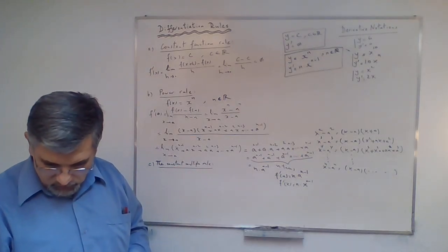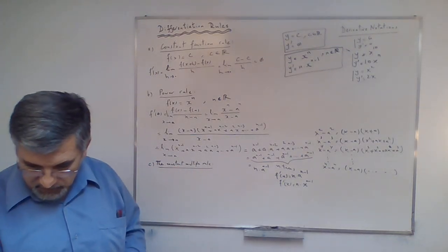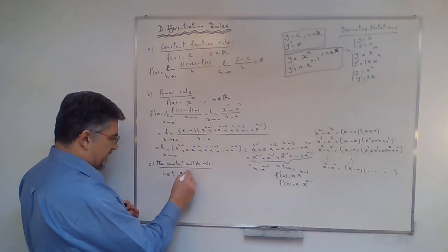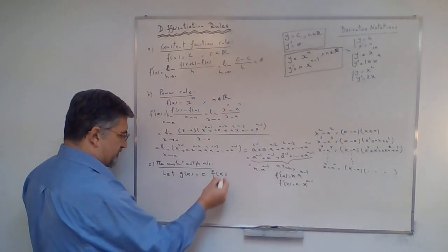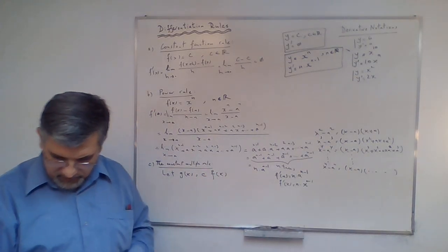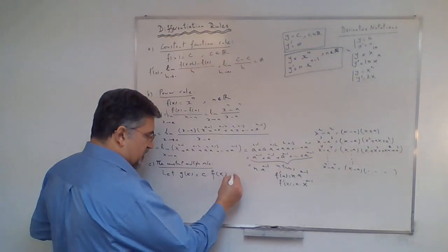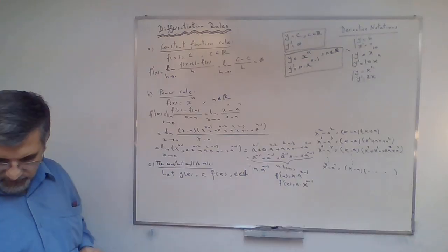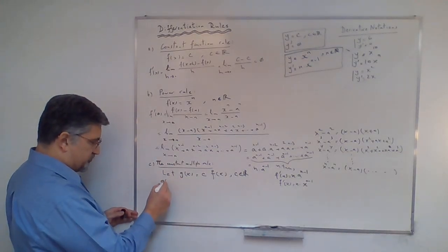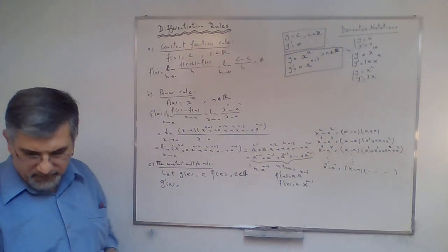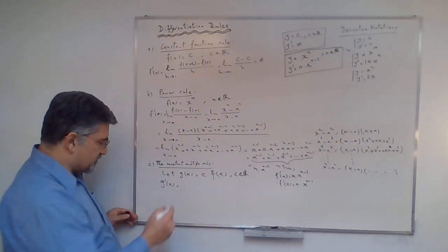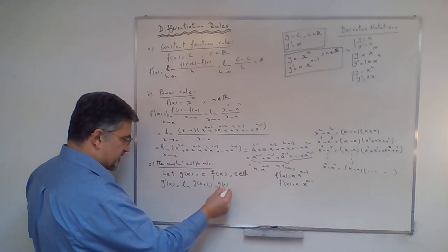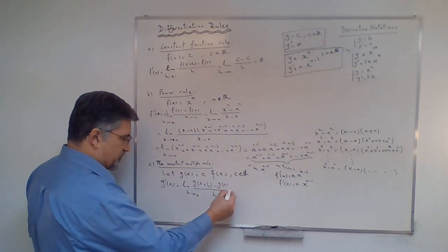What is this rule all about? The name is self-explanatory. Let g of x equal c times f of x, where c is just a constant. It could be 5 or 6 or whatever. We're trying to find the derivative of this function g of x, so g prime of x is what we want to find. By the definition, g prime of x would be the limit of g at x plus h minus g of x, all over h, when h approaches 0.